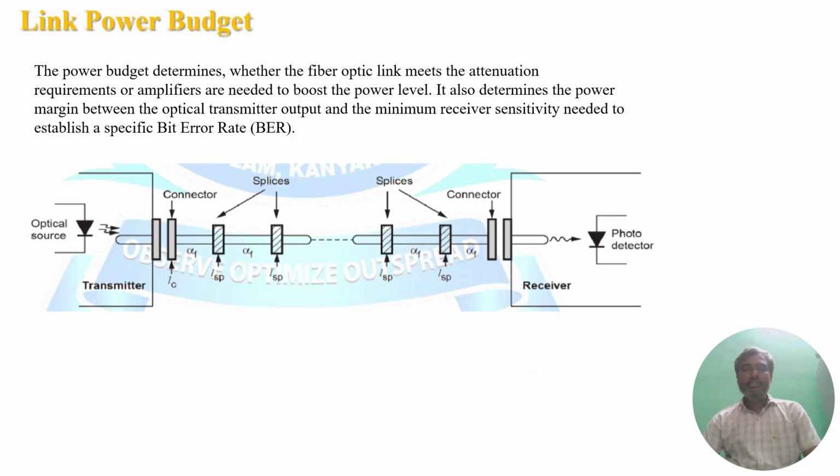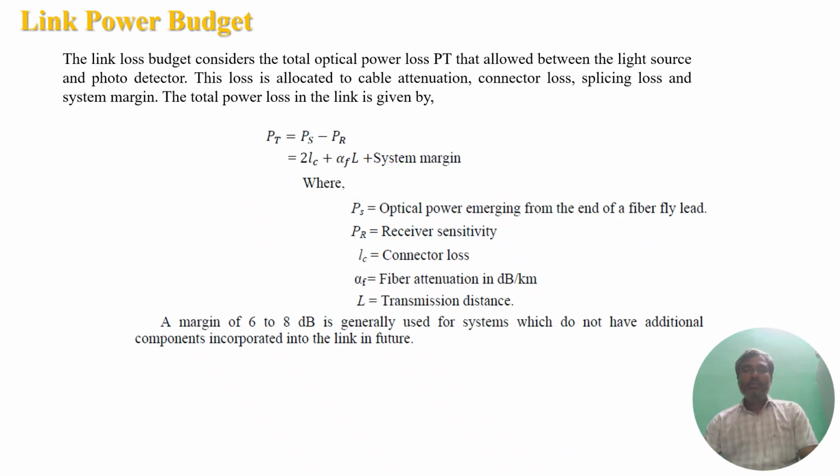Link power budget is the estimation of how much transmitted power is required in order to make the optical communication system viable. While calculating the link power budget, the connector loss and splice losses are taken into account. Link power budget estimates the total loss allowed between optical source and photodetector. While calculating this, the following losses are taken into account: cable attenuation, connector loss, splice loss, and system margin. The total power loss in the link is given by PT equal to PS minus PR.